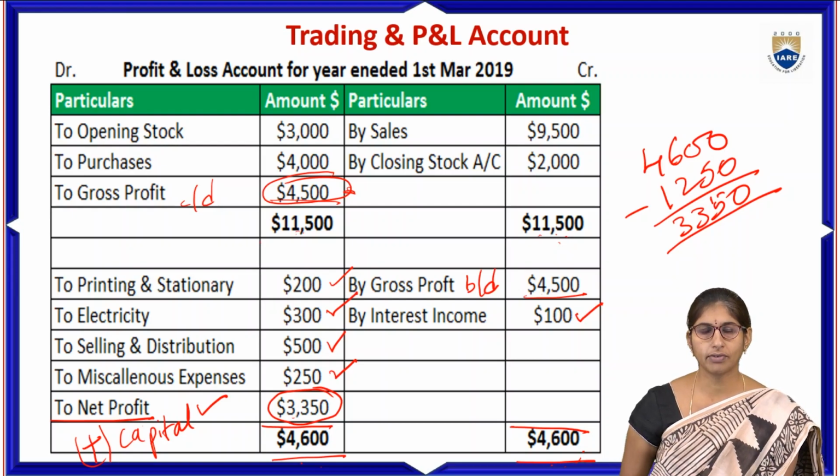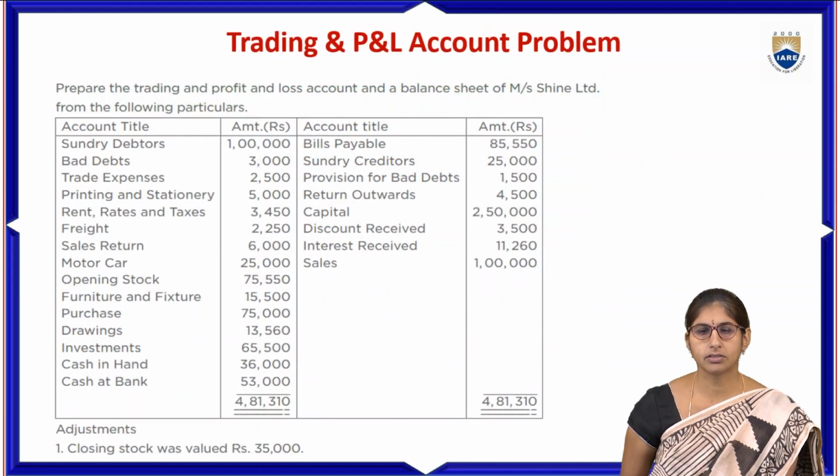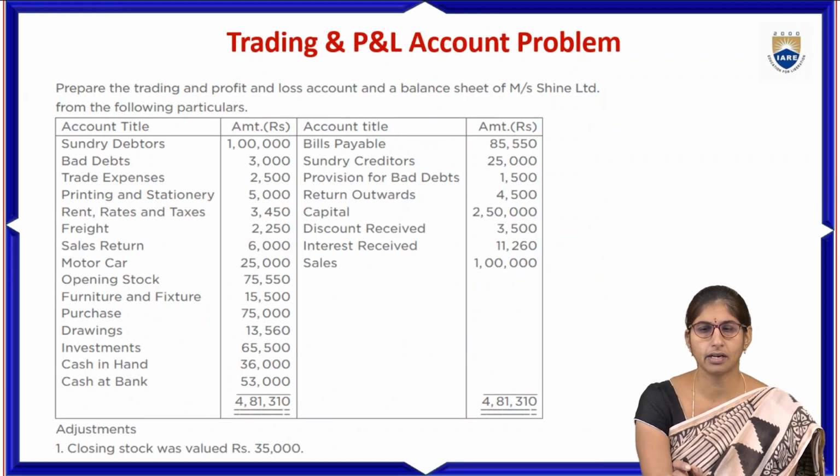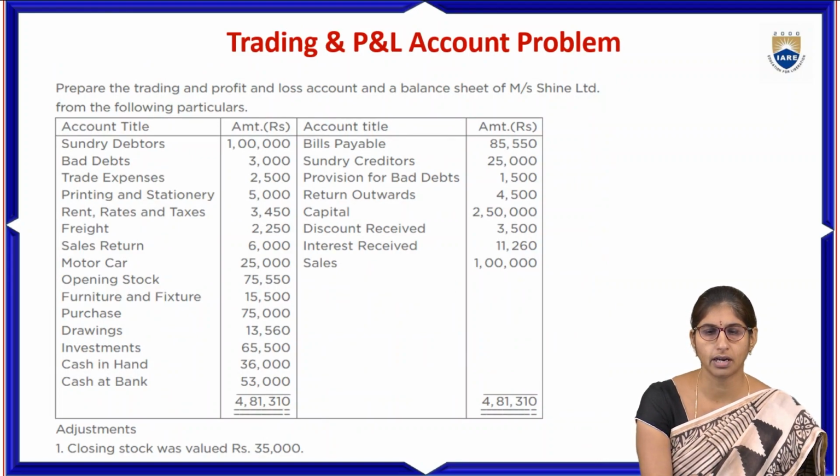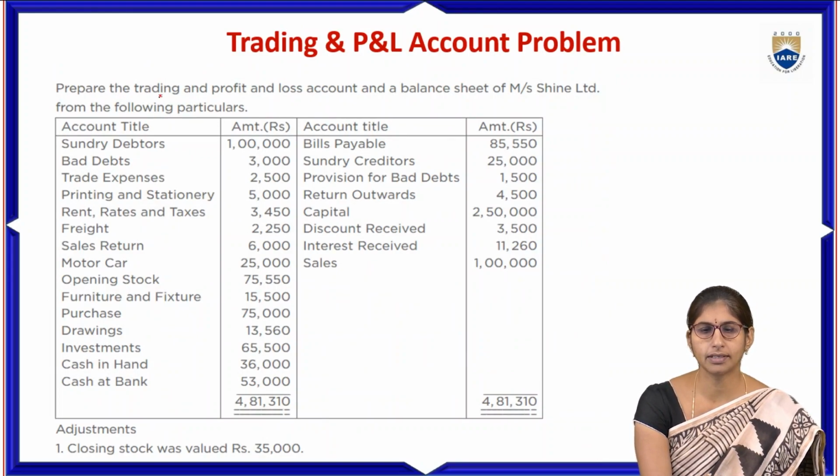Now going on with a small problem so that we can easily understand how to do the profit and loss account. Prepare the trading and profit and loss account and a balance sheet of Miss Shine Limited from the following particulars. So the account title and amount is given. Sundry debtors 1 lakh, bad debts 3,000, trade expenses 2,500, printing and stationery 5,000.